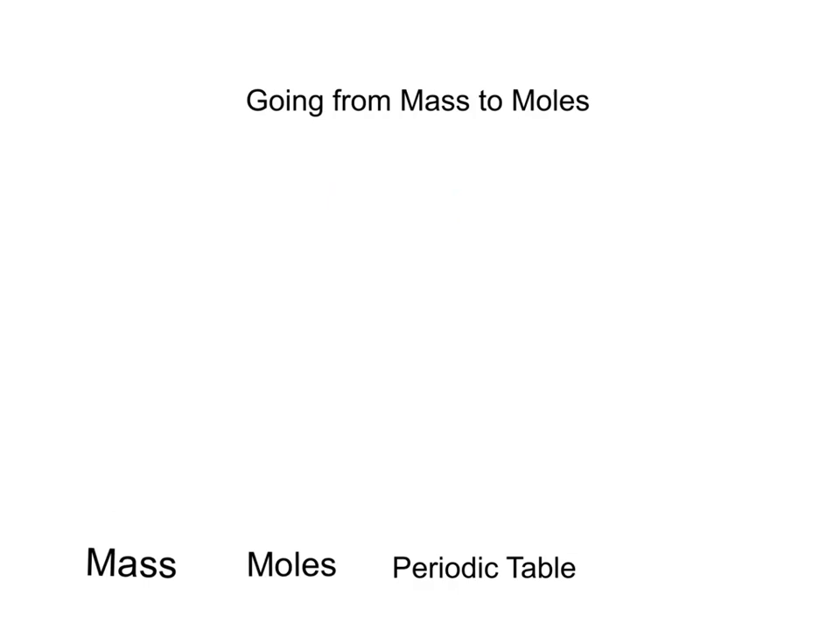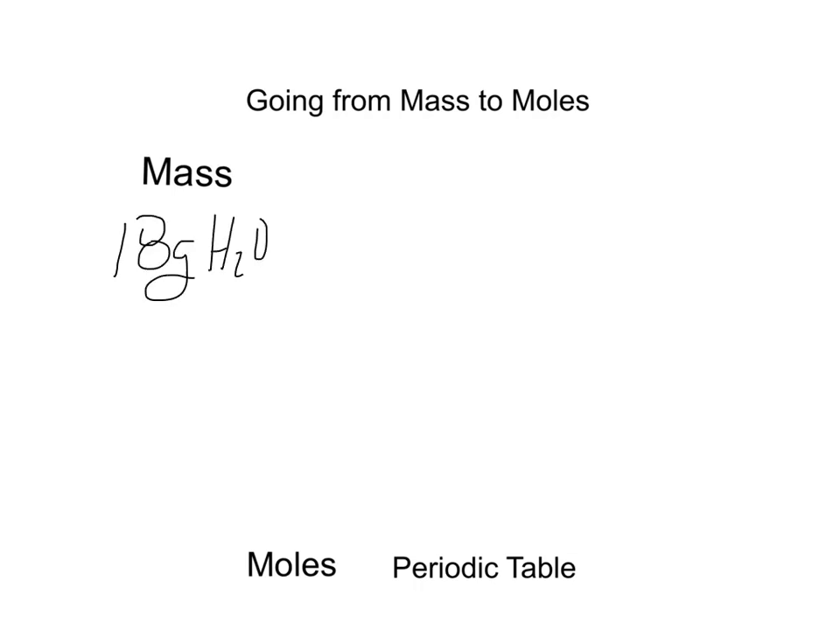When given a problem and having to go from mass to moles, like you have 20 grams of water or something of that nature, and they want to know how many moles it is, it's a very simple thing to do. You take the mass that you've been given and you write it down. So say we've been given 20 grams of water. Let's just make it 18. 18 grams of water. Okay? And we need to go to moles.